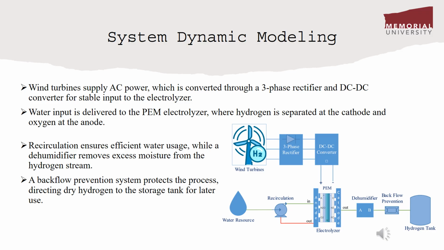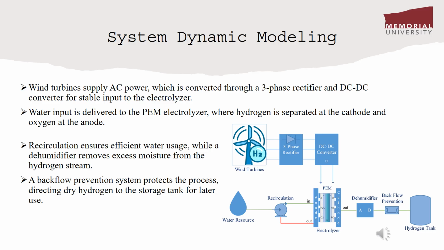This diagram illustrates the complete hydrogen production system powered by wind energy. First, wind turbines generate AC electricity which passes through a three-phase rectifier to convert it into DC. A DC to DC converter then stabilizes this voltage to match the input requirements of the PEM electrolyzer.